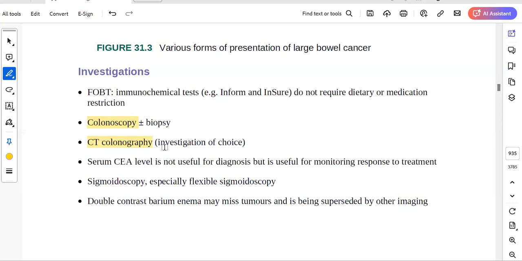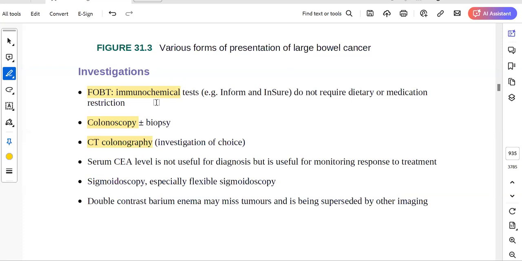For some patients, if there is no per rectal bleeding and we want to know if the patient is bleeding internally, then we can do FOBT. FOBT is a screening test. It's not a diagnostic test. So ideally, FOBT is not usually our investigation of choice. Our investigation of choice for a suspected colon cancer is always colonoscopy.